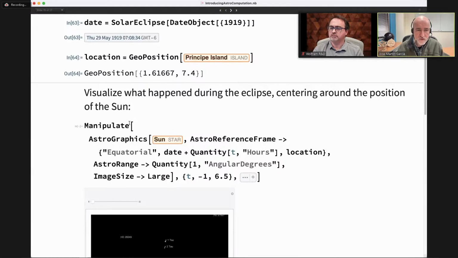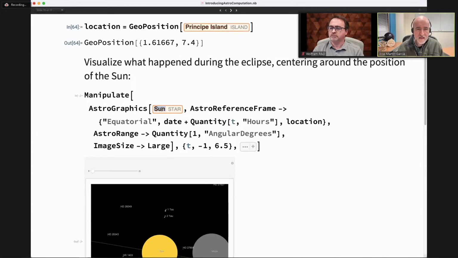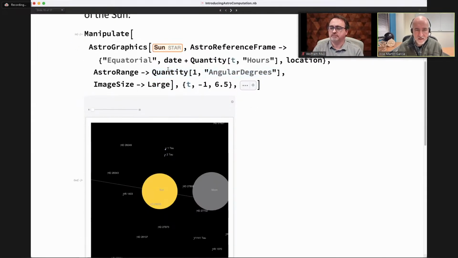And what we do now is, again, as usual, we say, let's use AstroGraphics. I want to look at the Sun in the astro reference frame, which is the equatorial frame, on that date with a number of hours that we are going to be moving, and from our location, right? This one. We will be looking at 1 degree of the sky. And yep, here, this means we have added a bunch of options for nicer visualization.